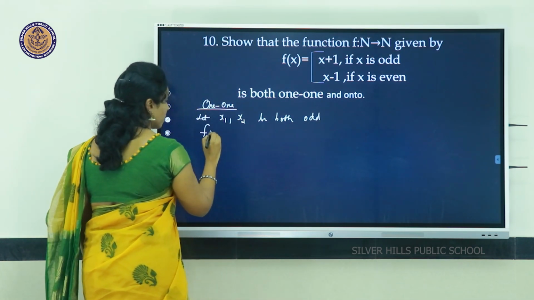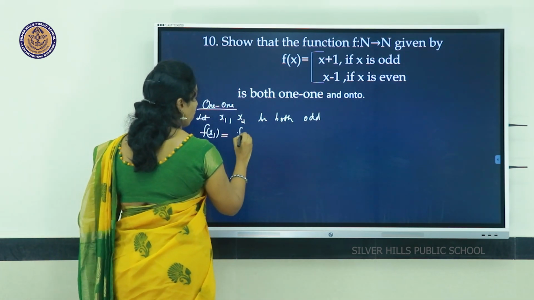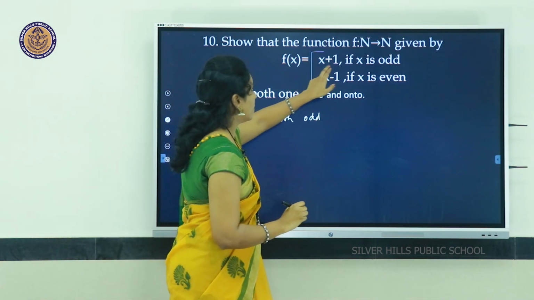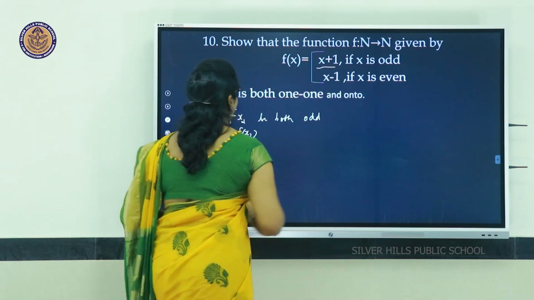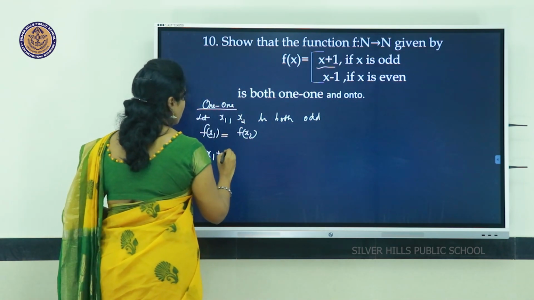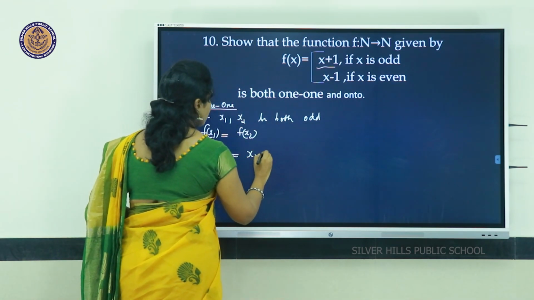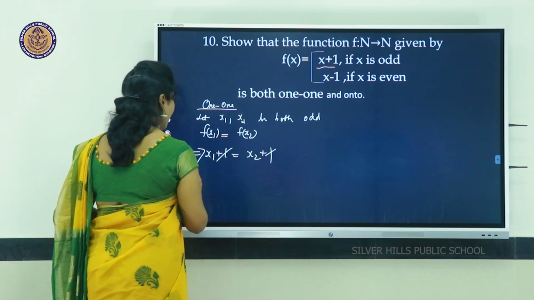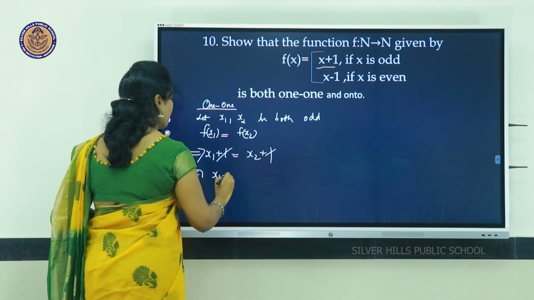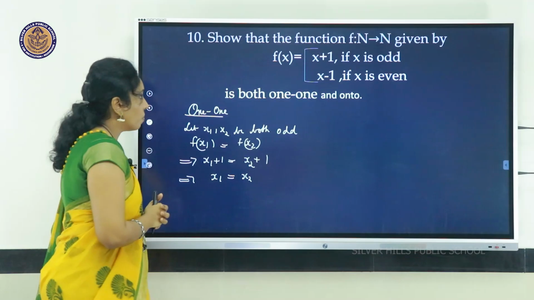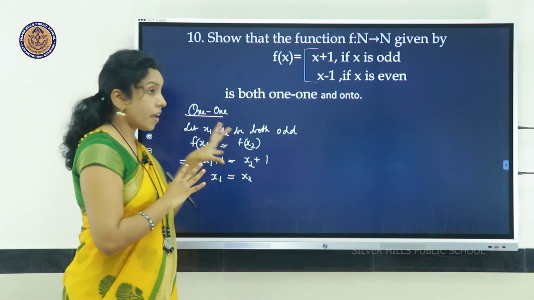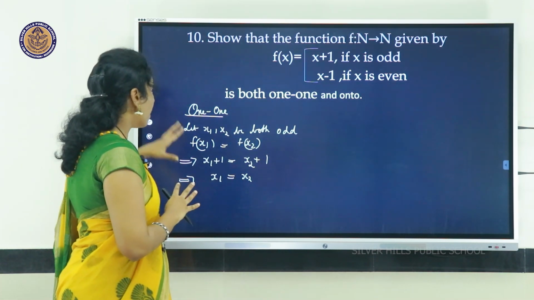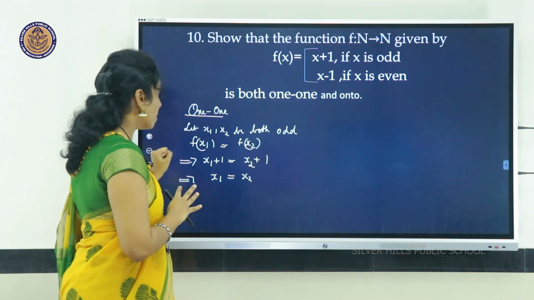So, f of x1 equal to f of x2 implies both are odd means we just check this one. x1 plus 1 is equal to x2 plus 1. 1 and 1 get cancelled, which implies x1 equal to x2. So, what does this mean? x1 and x2 are both odd. So, we proved the given function is 1-1.